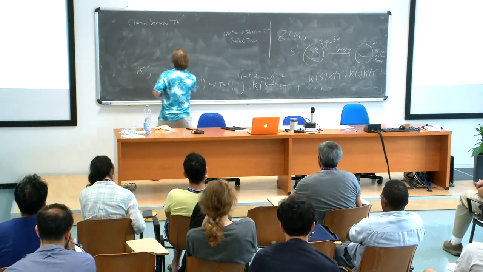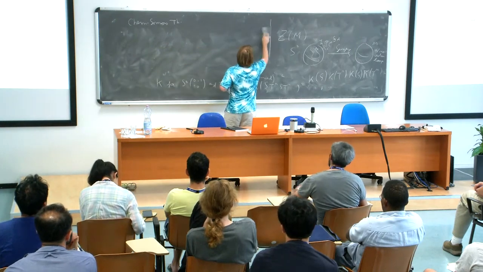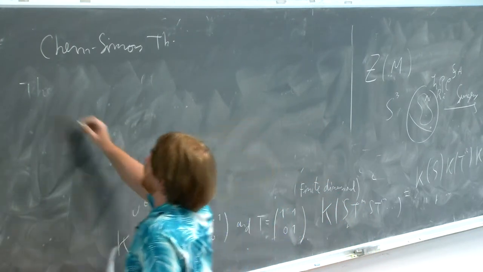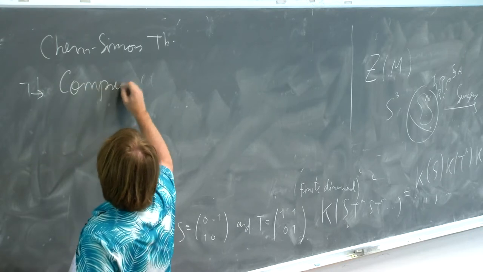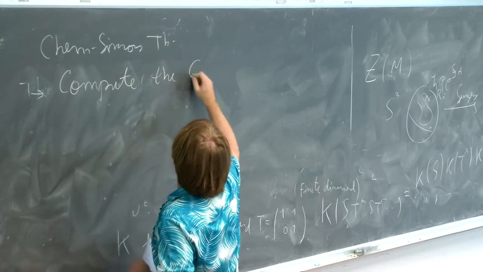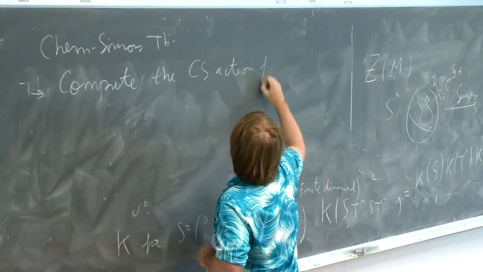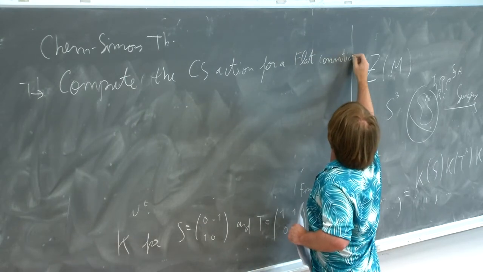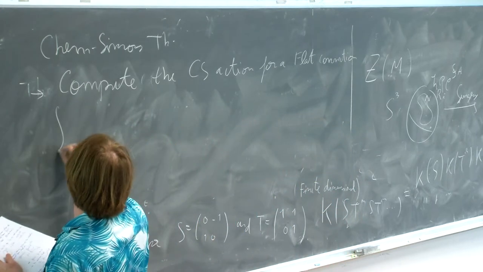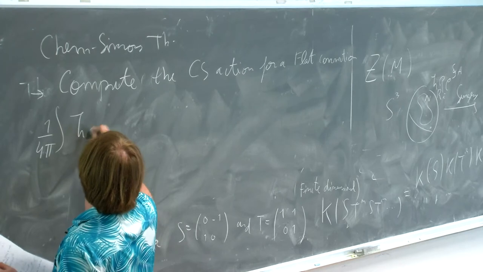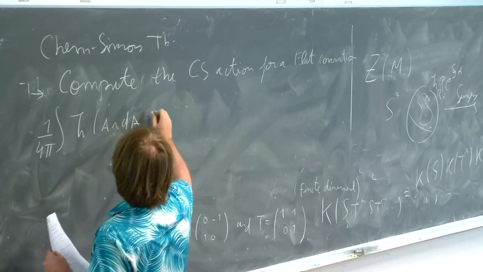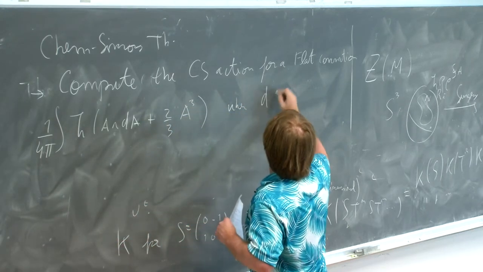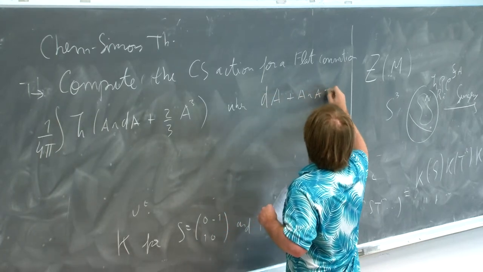So the last thing I wanted to talk about, and is important, is how to compute the Chern-Simons action for a flat connection. So I want to compute this integral, Q, when dA plus A wedge A equals 0.